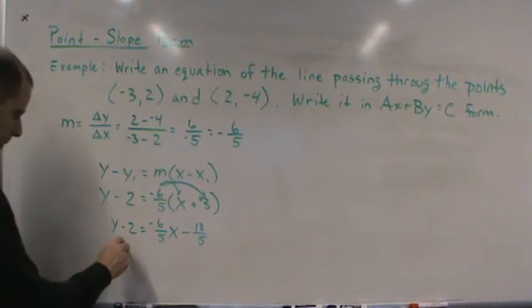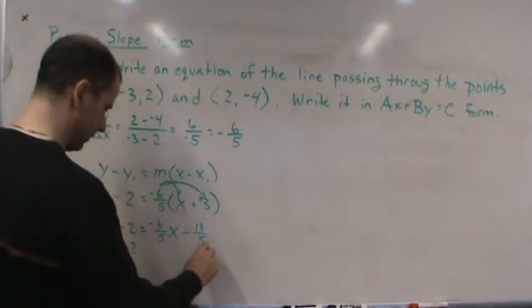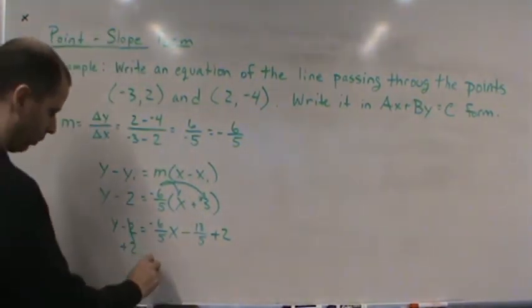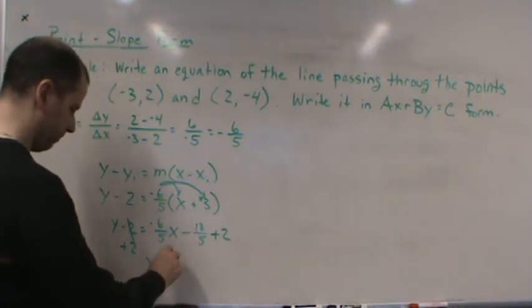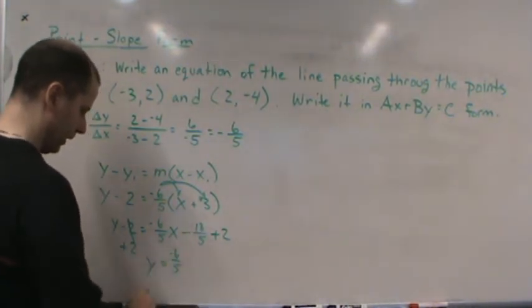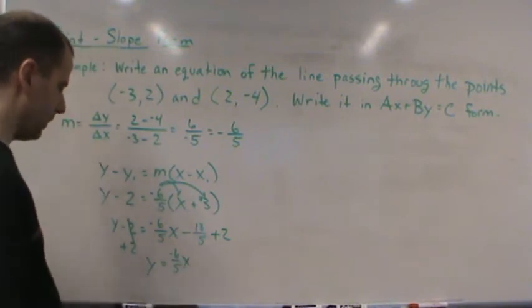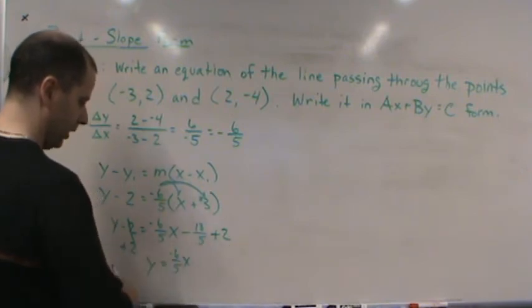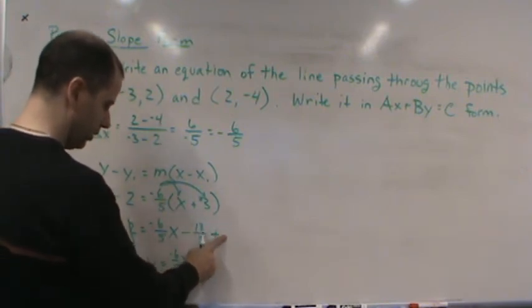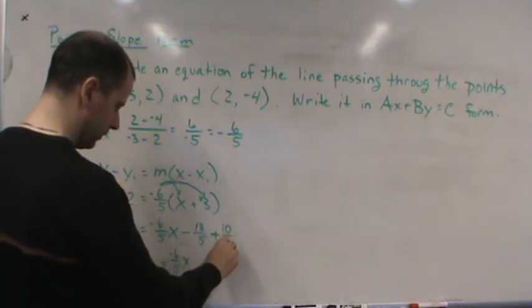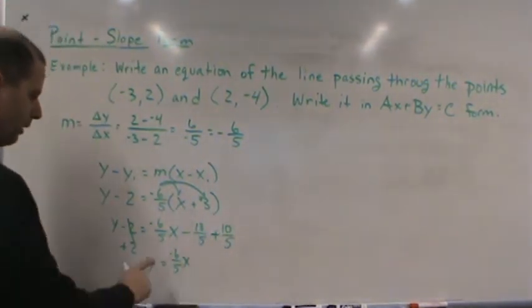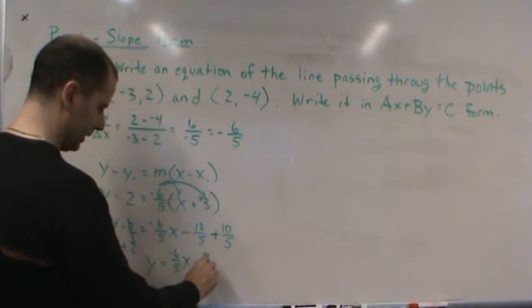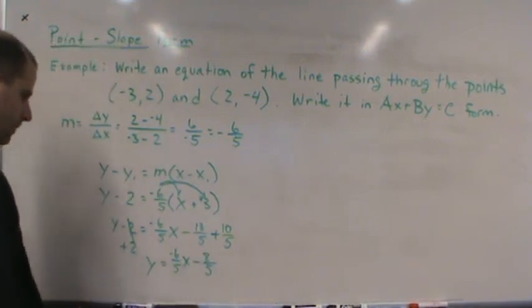Okay, now what I'm going to do is add 2 to both sides. And I get y equals negative 6/5 x. Now I'm going to change this into fifths so I can have common denominators. So I'm going to change the 2 to 10/5. Okay, and now I'm going to simplify this, combine like terms, and this is going to give me minus 8/5. And now I'm done.